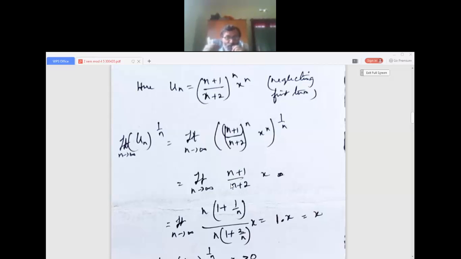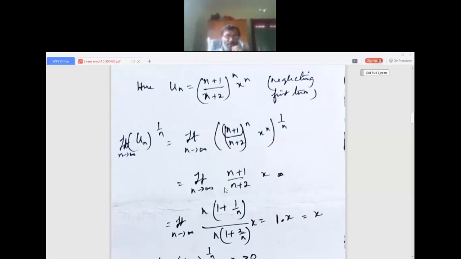Whenever we want to find limits at infinity, we try to bring the term n to the denominator. So here also, we try to bring n to the denominator. So n is removed common, 1 plus 1 by n. This type of idea you have used many times.